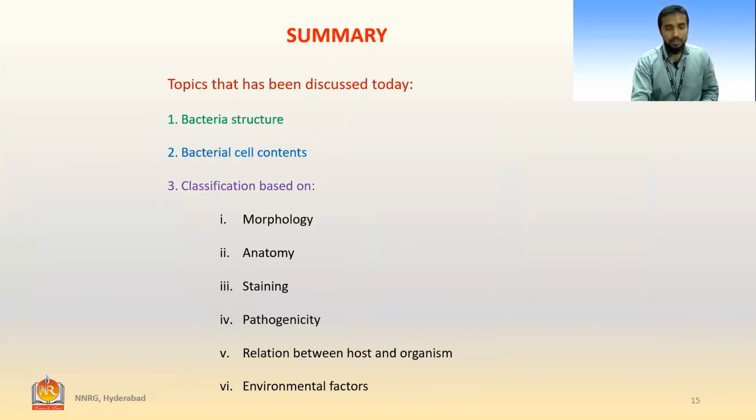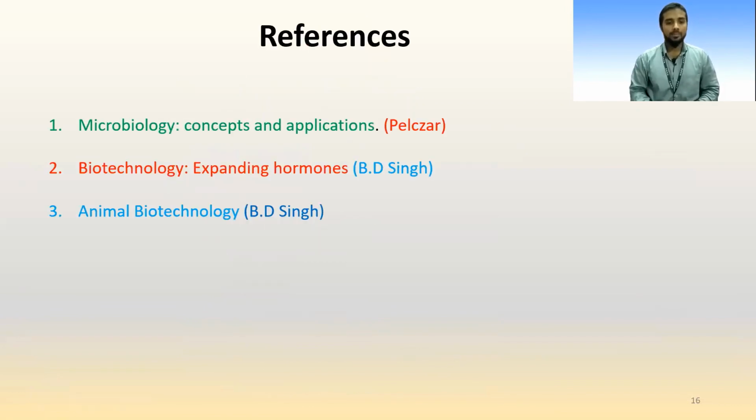And this was the introduction of the bacterial cell and the classification. So in today's class we have studied the basic structure of a bacteria and the contents of a bacteria, and we have also classified the bacteria based on morphology, anatomy, staining methods, pathogenicity, relationship between the host cell and the organism, and environmental factors. So this was today's class, and these are the references.